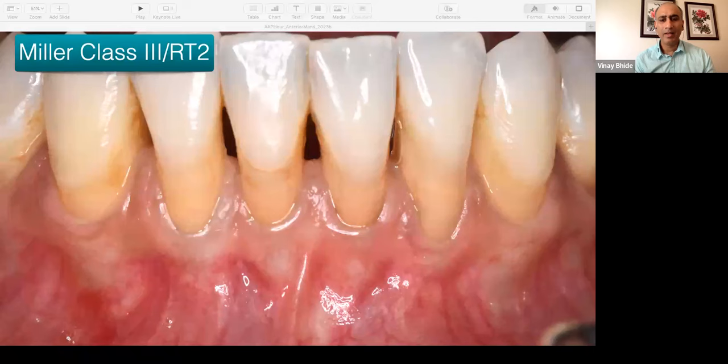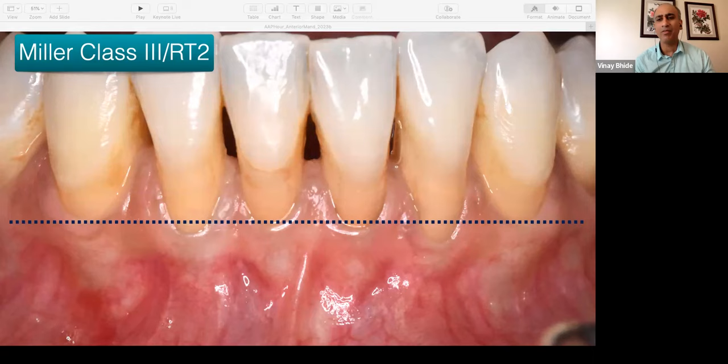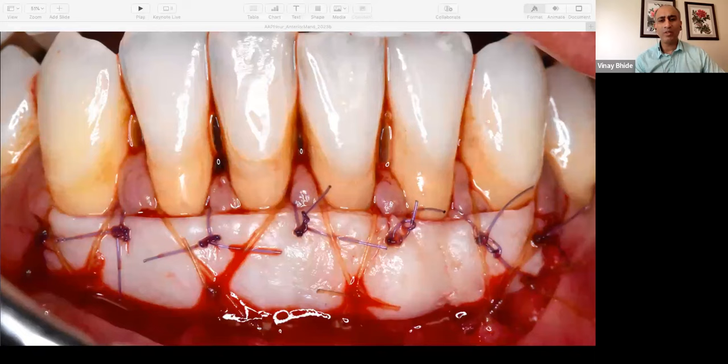Here's an example of the marginal incision technique. So this patient came in with Miller class 3 and RT2 Cairo. So we make our incision more or less at the gingival margin. We're, again, not really aiming for root coverage here. We take our graft from the palate. We stitch it in place appropriately, both peripherally and then with compression sutures for horizontal adaptation.